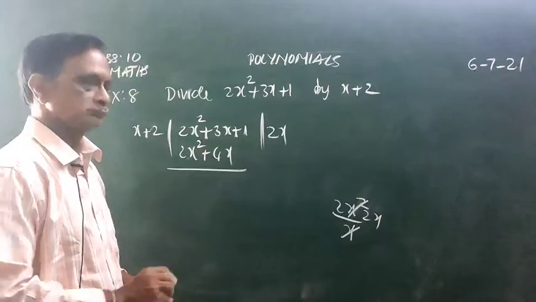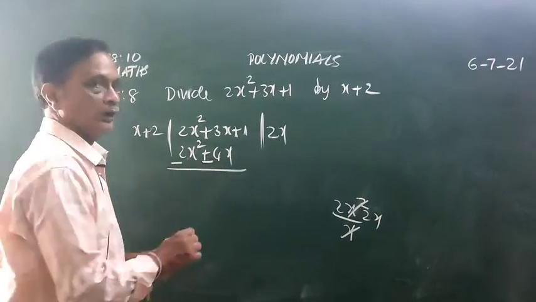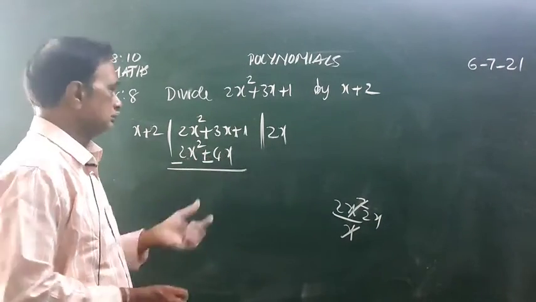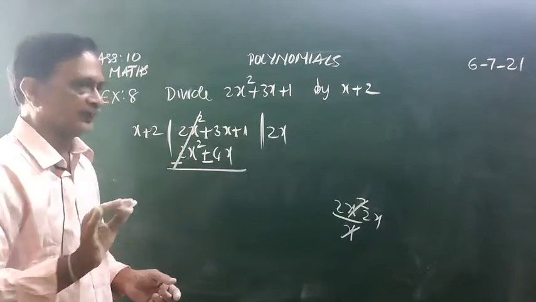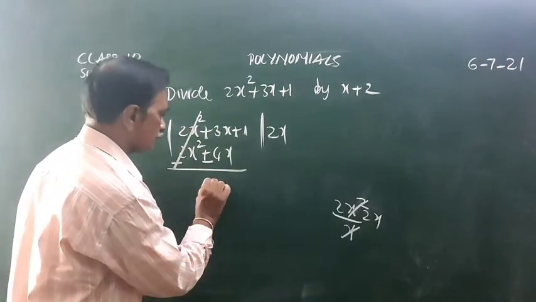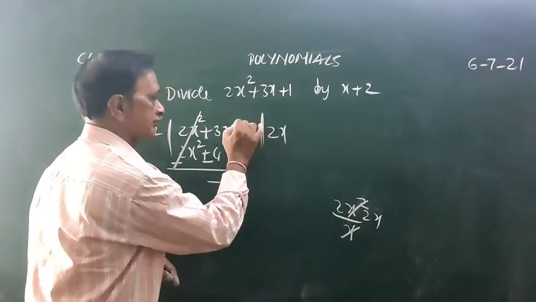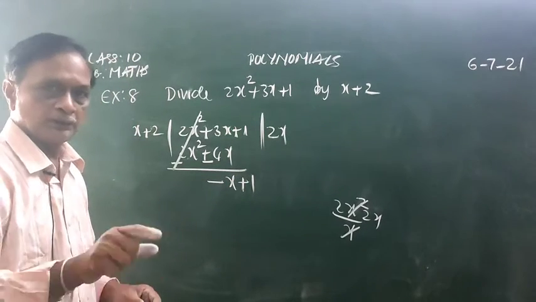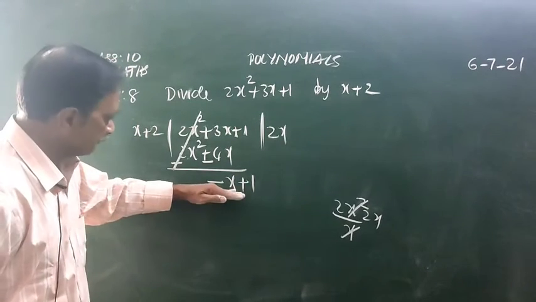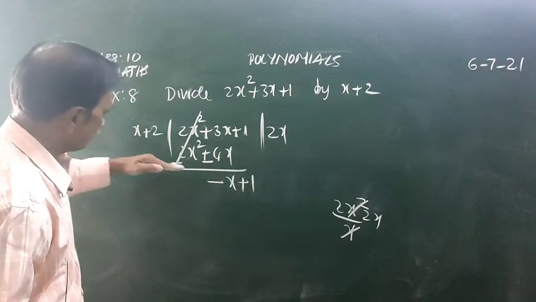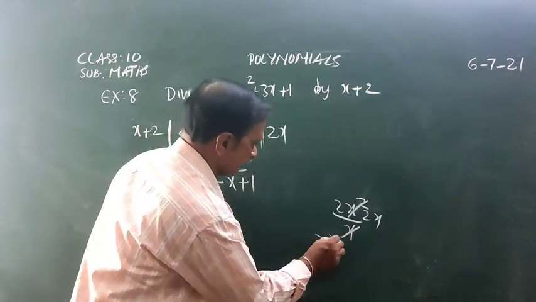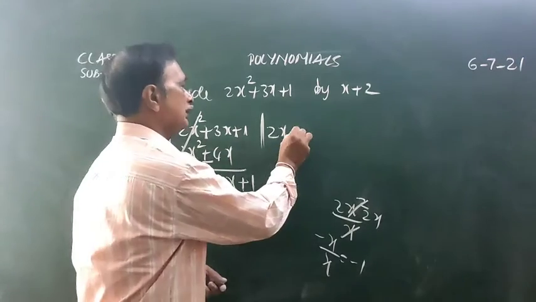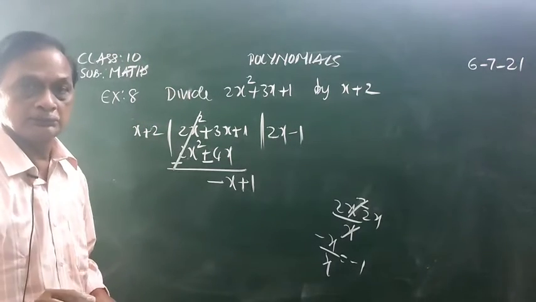Subtract. We have to change the signs of the terms in the second row. Now 2x square minus 2x square gets cancelled. 3x minus 4x equal to what? Minus x. Bring down the next term plus 1 to form a new dividend. Now again we follow the same steps. Divide the first term of the dividend by the first term of the divisor. Minus x by x, that is equal to what? Minus 1. Write that minus 1 as the second term of the quotient.